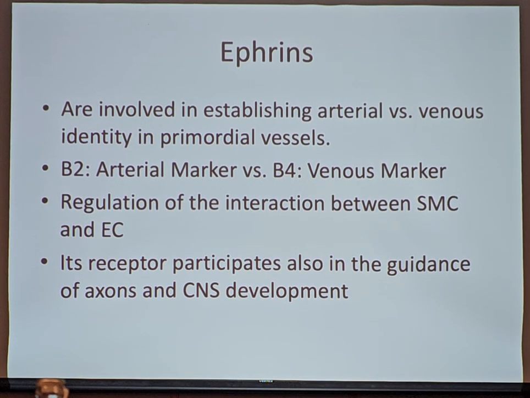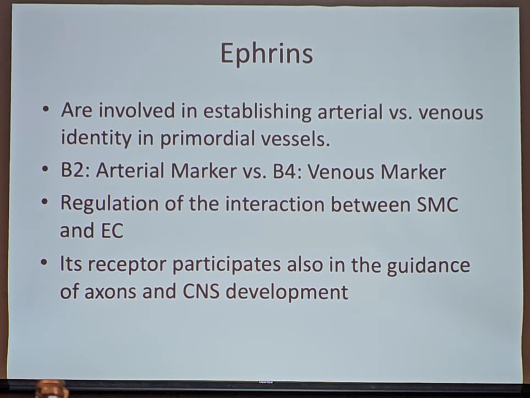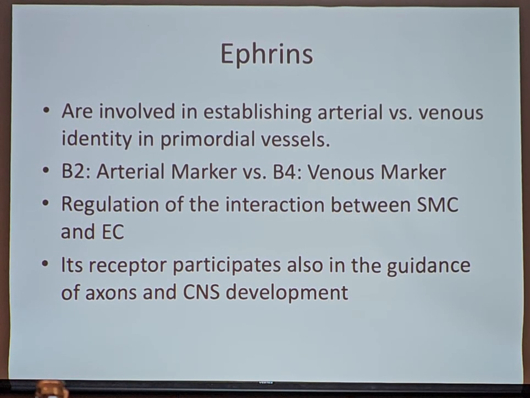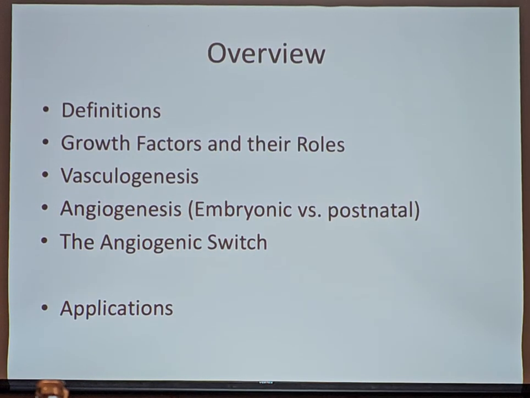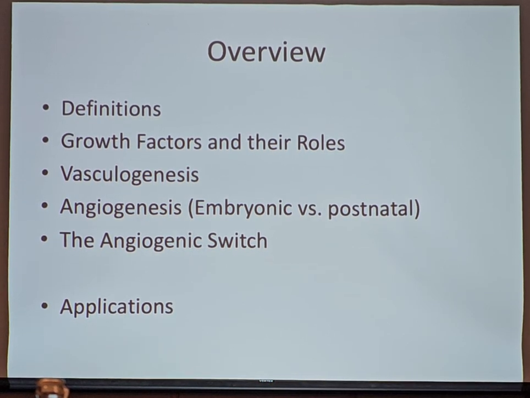Therefore, you will never be able to see your blood vessels in separation from the surrounding tissues, but they are interacting and they are closely intermingled with each other because they are using and reusing the same type of receptors and growth factors. Okay, we talked about the definitions and the growth factors and their roles, and just to recapitulate, VEGF makes blood vessels, angiopoietin stabilizes blood vessels, and the ephrins give an identity to your blood vessel.